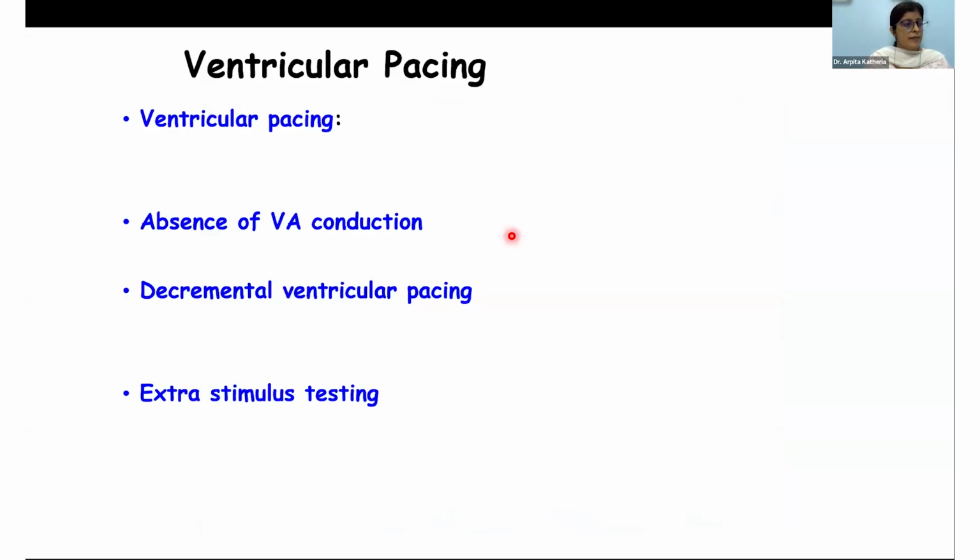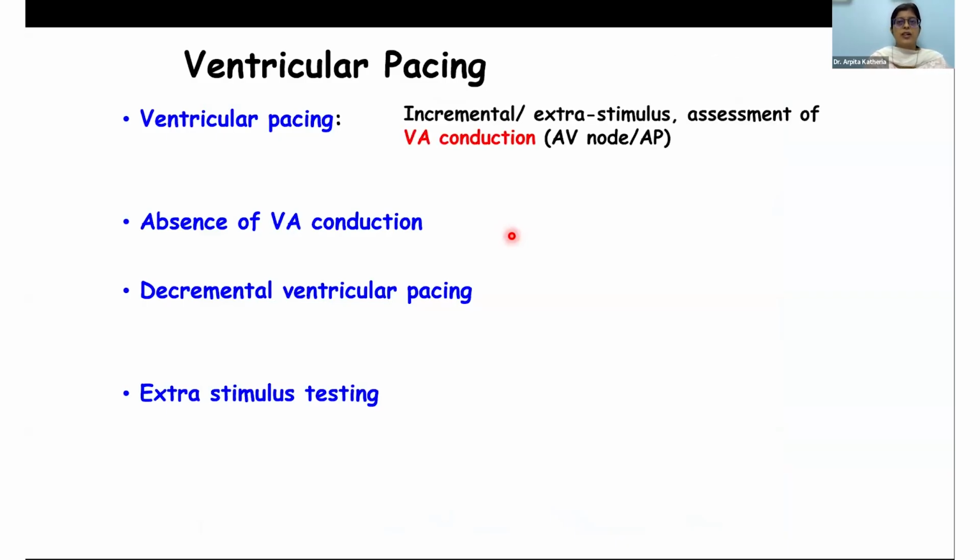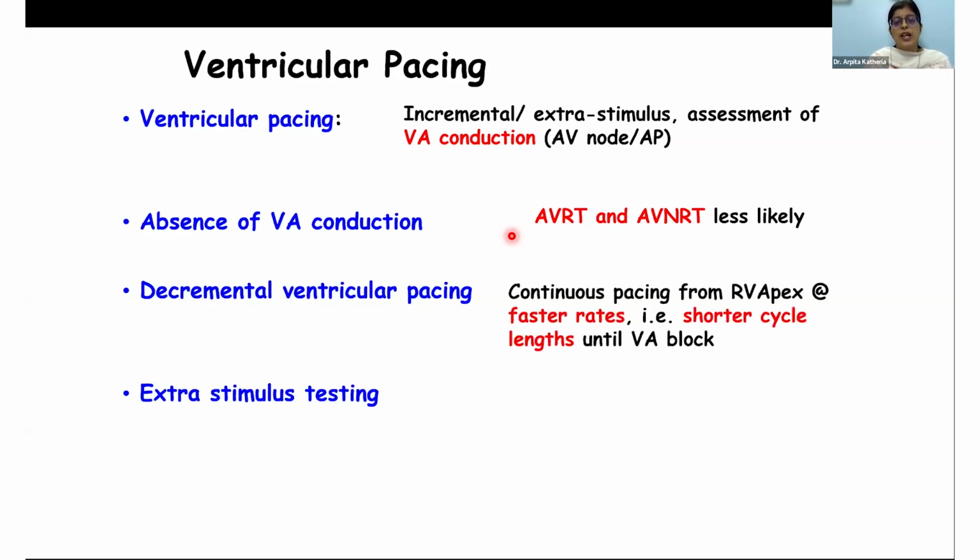Now we move on to the pacing. We can do pacing in the ventricle as well as the atria through different maneuvers. Different types of pacing are there. Ventricular pacing, we usually use incremental or extra stimulus. What we want to assess is the VA conduction through the AV node or the accessory pathway. Absence of VA conduction usually is suggestive of less likely AVRT or AVNRT. Decremental ventricular pacing. Here, continuous pacing is done from the RV apex at faster rates, that is shorter cycle lengths, until we achieve a VA block.